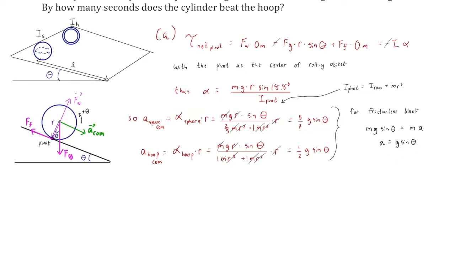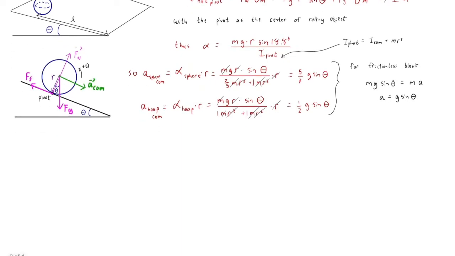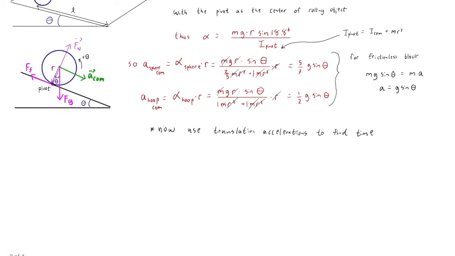Okay? The block's faster. Why is that? Well, as we talked about in the next section, it's because the block doesn't have to share energy with rotational kinetic energy. It can put all of the gravitational potential energy into kinetic translational energy rather than into kinetic rotational energy and kinetic translational energy, because rotating takes extra energy. Okay? All right. So kind of lots of ideas there. And now we're just going to use translational accelerations to find the time. But first, let's go off on one more tangent.